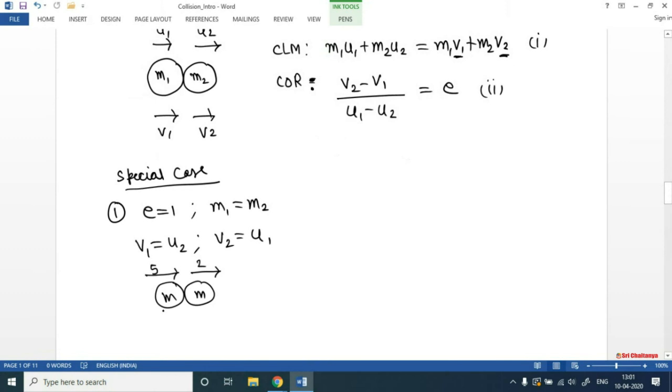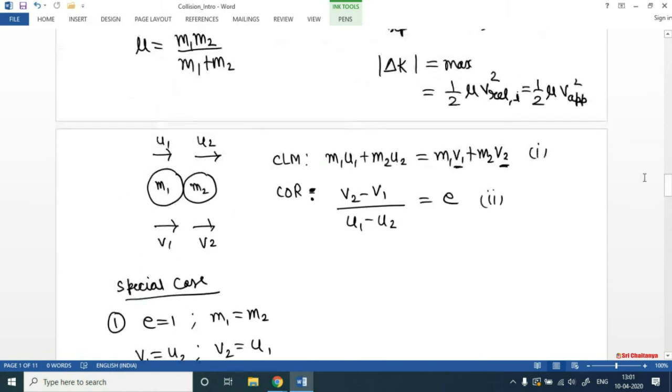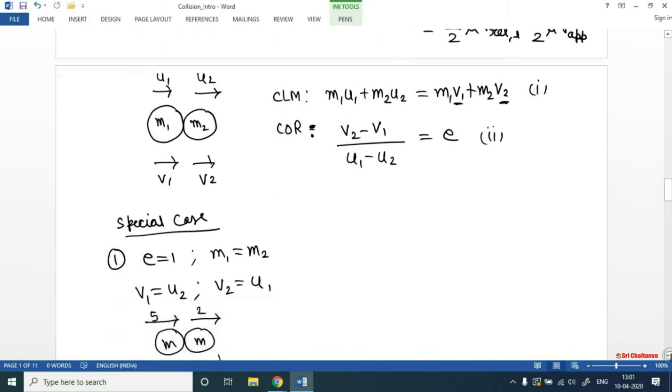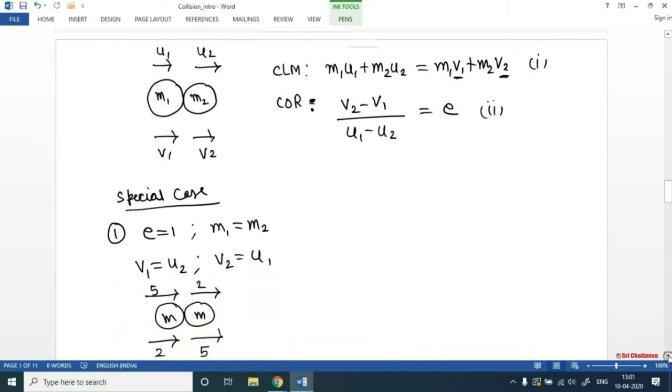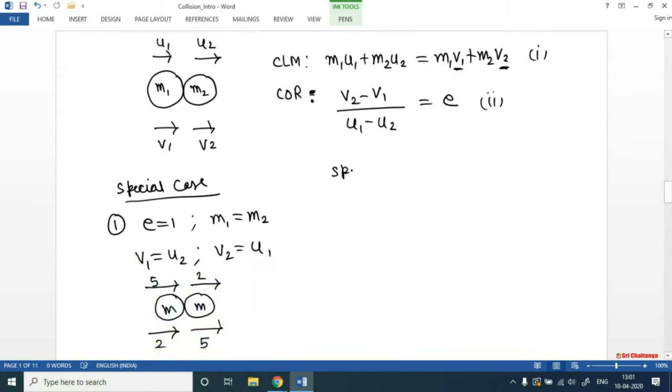So after the collision, this body will begin to move with 2 meter per second, and this body will begin to move with 5 meter per second. Over here you can see, because the masses of the colliding bodies are equal, you can derive the result using these two equations, taking e equal to 1 and m1 equal to m2.